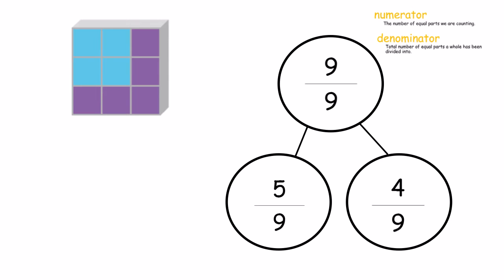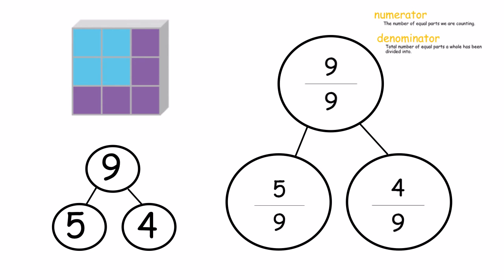The numerator tells us the number of equal parts we are counting. That's why the numerator changes if we are counting the 4 blue parts or the 5 purple parts. And you might also have noticed that 5 and 4 makes 9, just like 5/9 and 4/9 will make 9/9 or 1.